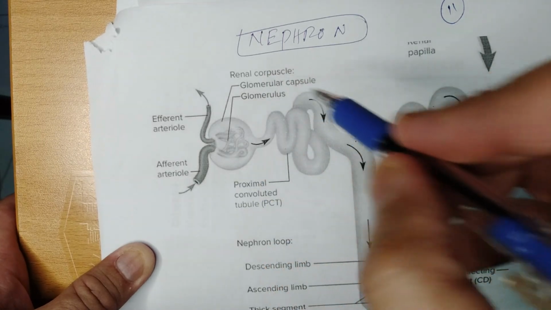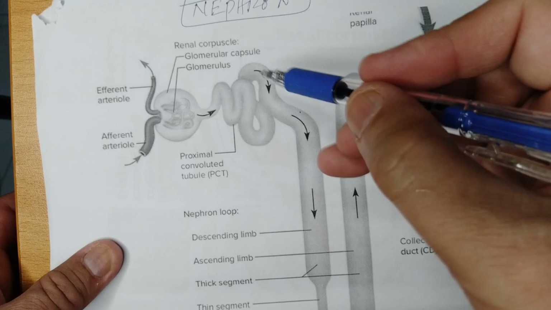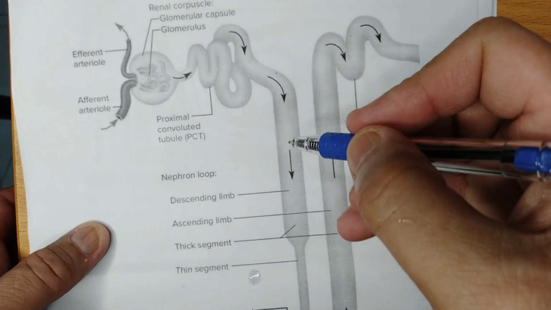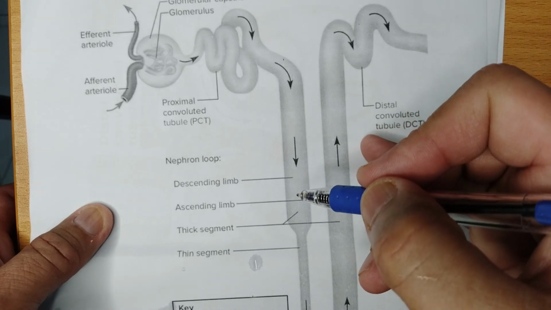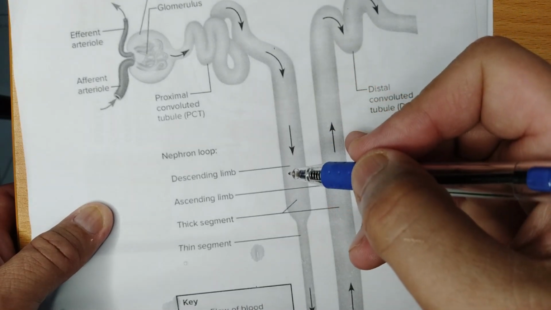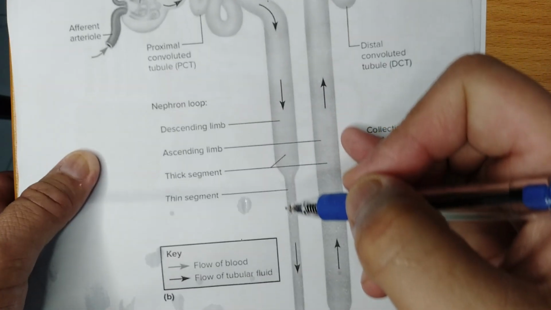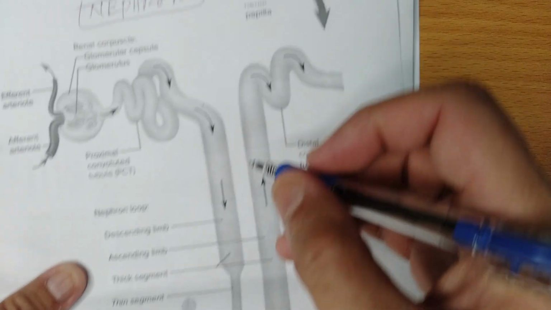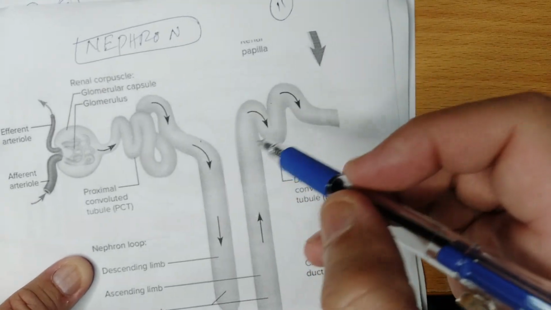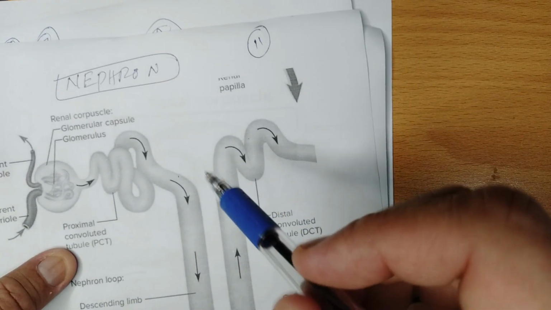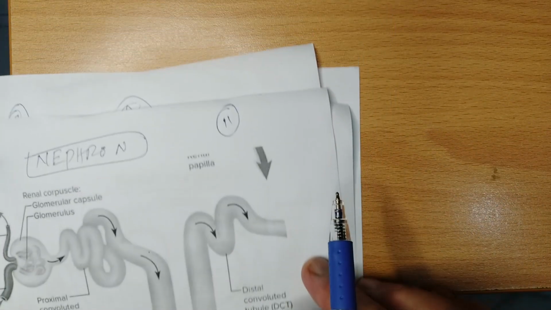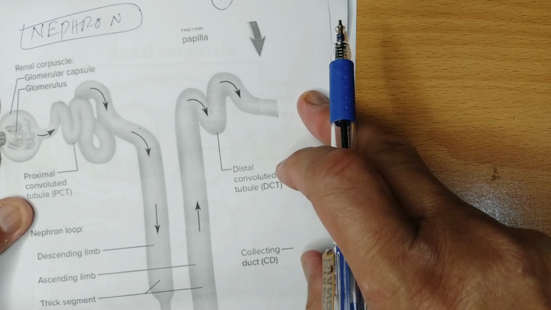From here the filtered fluid moves down through the proximal convoluted tubule, and from here into the descending limb of the loop of Henle. This is the descending thick limb, this is the descending thin limb, and then it continues into the ascending thick limb of the loop of Henle until it reaches the distal convoluted tubule. The distal convoluted tubule also has convolutions, that is why it is known as a convoluted tubule. From here it enters into the collecting ducts.